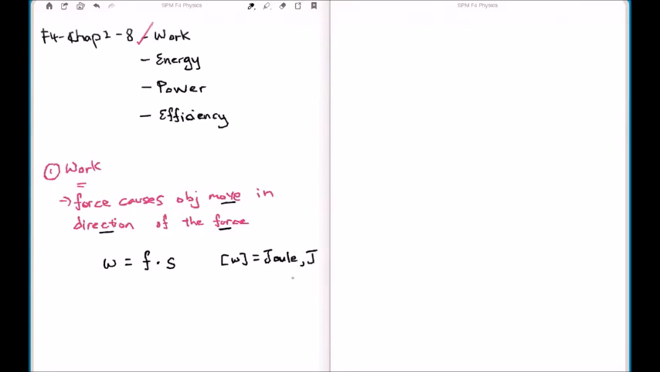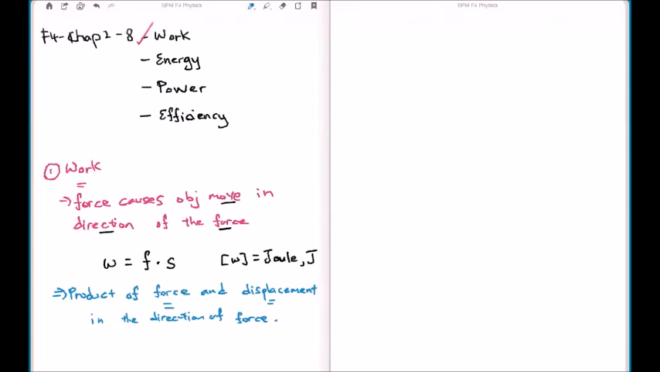So based on this equation, what does it mean by work done? Work done is actually a product of force and displacement, where S is displacement, in the direction of force. That's all about the wording.